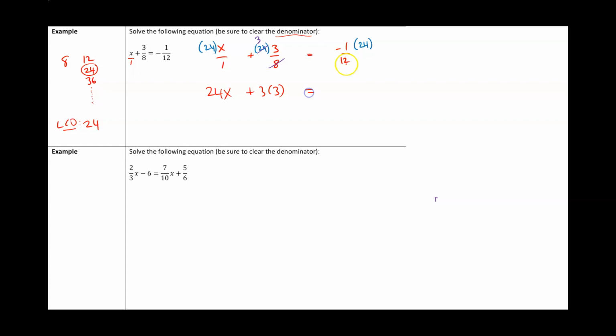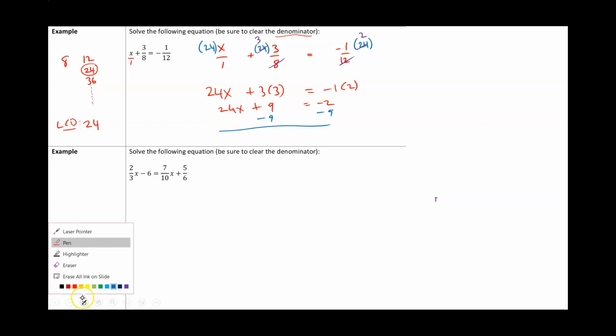Okay, same thing on the other side. 12 goes into 24 2 times. We made sure that happened. So the 12 goes away, we cleared the fraction, and we have negative 1 times 2. So now I have 24x plus 9 equals negative 12, or sorry, negative 2. To solve this, I would move all the variables to one side, which we already have, 24x, and move all the numbers to the other side.